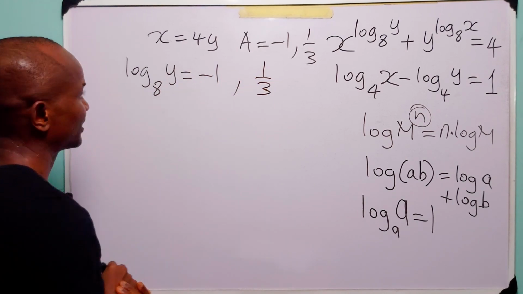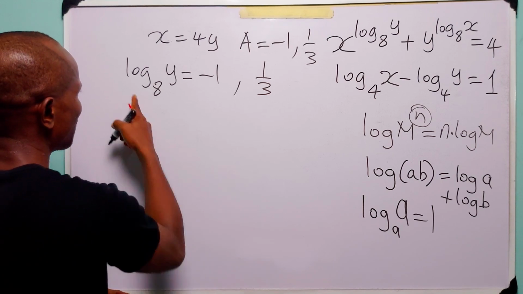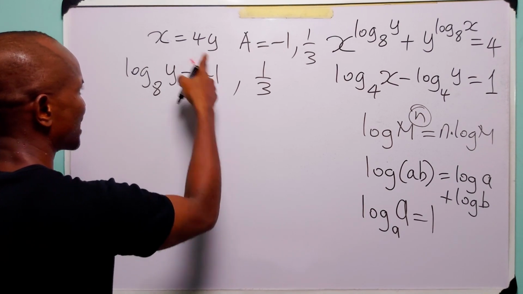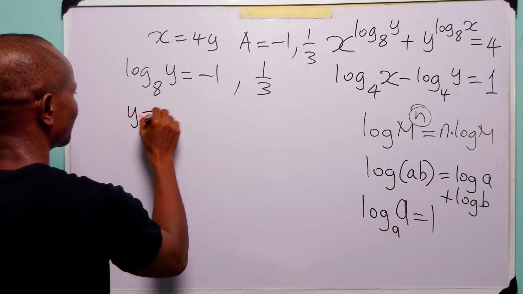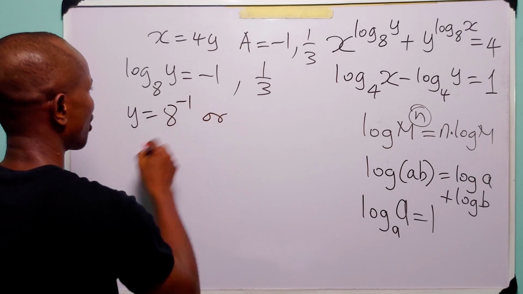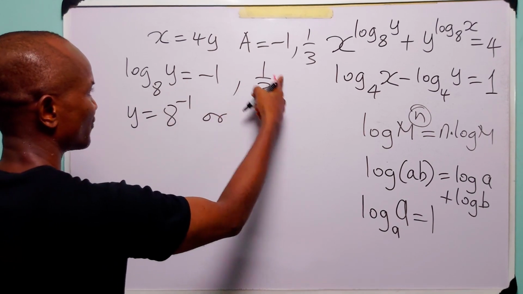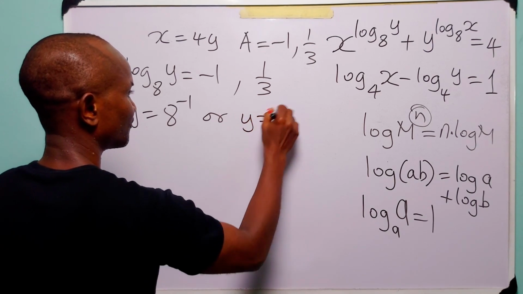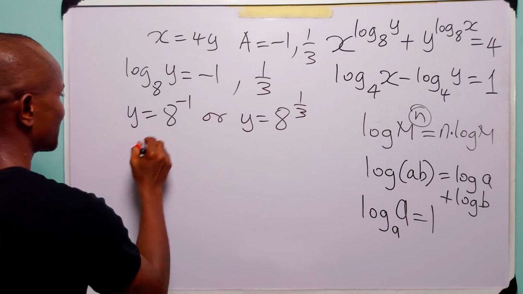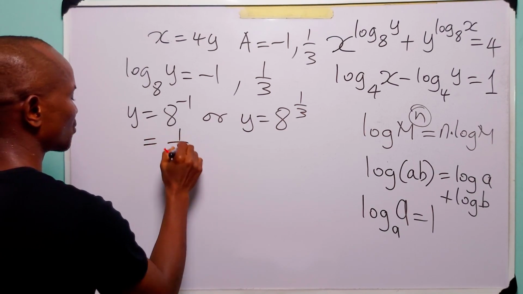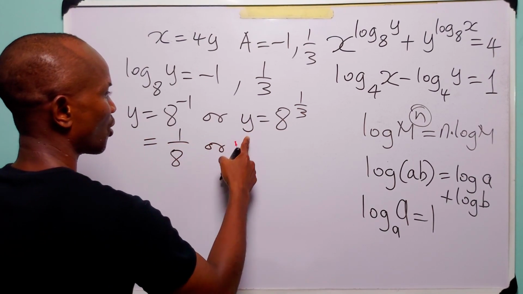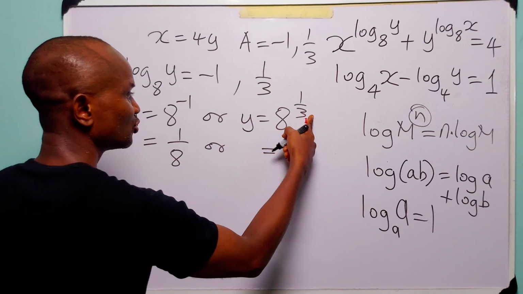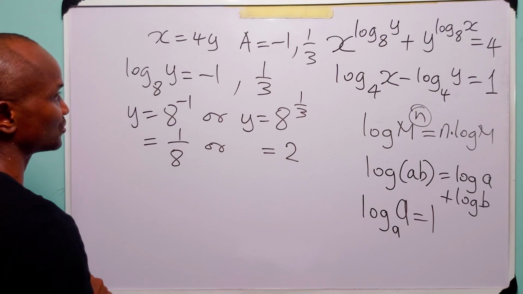And once more, remember, when we have a statement like this, it simply means that 8 to the power minus 1 is equal to y, or 8 to the power 1 over 3 is equal to y. From here, we have that y is equal to 1 over 8, or y is equal to 2, because the cube root of 8 is equal to 2.